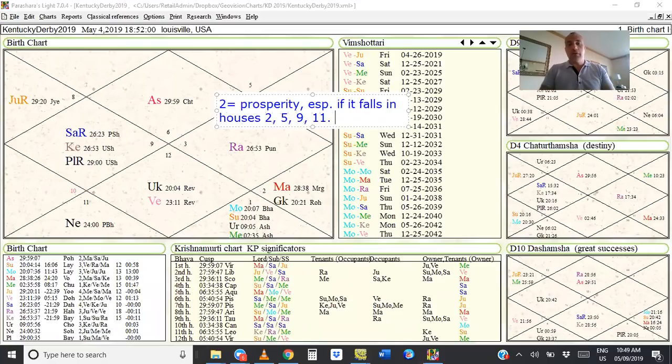Now, it can really fall everywhere except 8 and 12. Now, why am I not including the 6th house? Because the 6th house is actually also a house of prosperity. Krishnamurti, in Krishnamurti Padati, uses the 6th house for gains. Why? Because it's the 12th to the 7th.